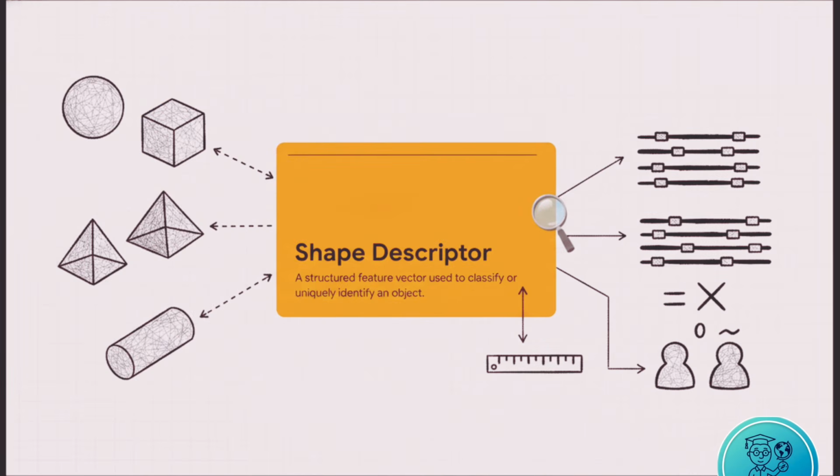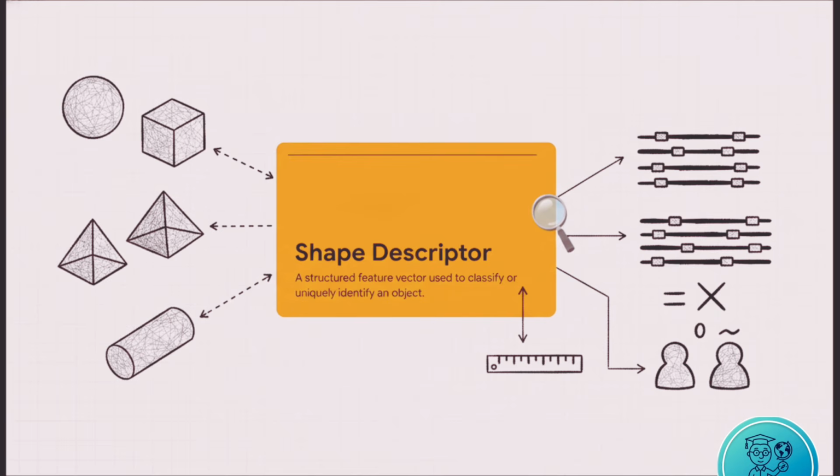So what actually is this digital fingerprint? Well, in computer science, it's known as a shape descriptor, or sometimes a feature vector. It's essentially a highly structured mathematical vector. You get it by applying specific math functions to the raw digital representation of an object. The ultimate goal here? We want to find functions that spit out a descriptor so unbelievably precise that it can uniquely identify, or at least confidently classify, that exact object.